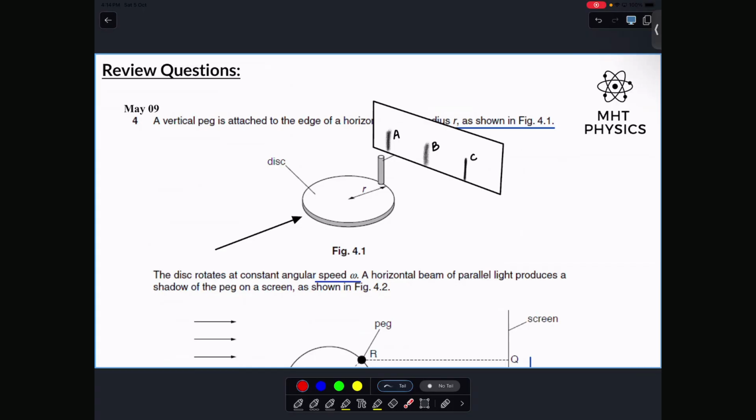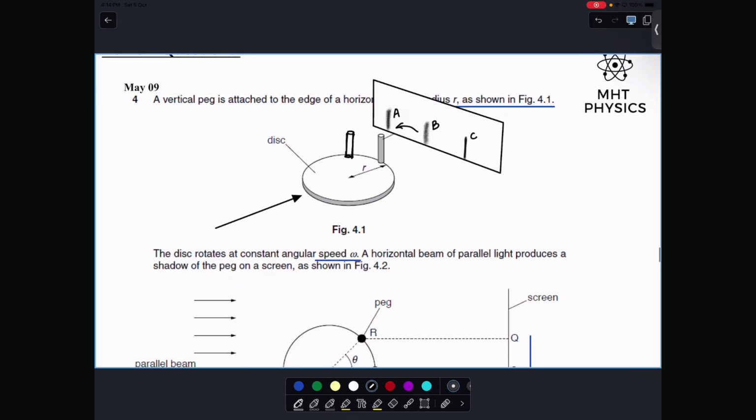It's obvious, but I'm very curious, what are you guys thinking about this? It's like literally in front of it, right? Shouldn't it be there, right? So yeah, the shadow is going to be at B. But as this thing rotates, wouldn't the peg eventually reach somewhere there? And as the peg reaches there, wouldn't the shadow move that way, right? So that's basically what's happening.